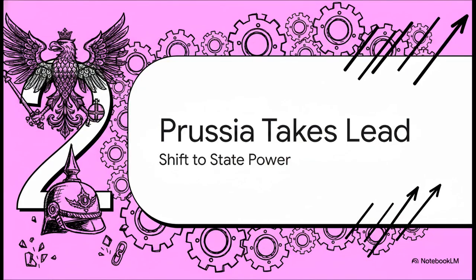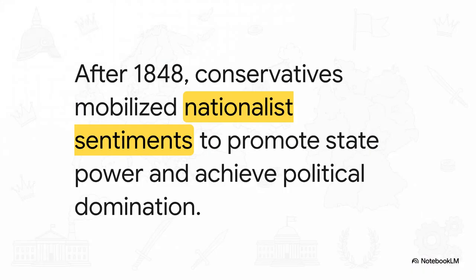Moving on to Section 2, Prussia takes the lead, and the shift to state power. So with the democratic attempt completely shattered, it left a huge vacuum. And Prussia, having this incredibly dominant state and a powerful military, just stepped right in to fill it. After 1848, the whole idea of nationalism in Europe shifted. It moved away from democracy and revolution. Instead, conservatives realized they could use those nationalist feelings for their own goals. And their goal wasn't some free democratic republic. No, they wanted to promote state power and achieve political domination across Europe. And the unification of Germany is literally the prime example of this conservative strategy playing out.